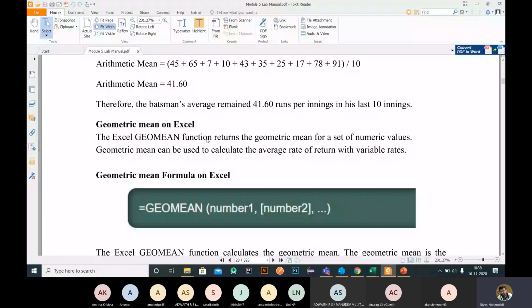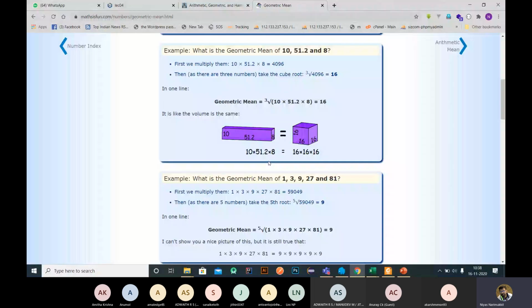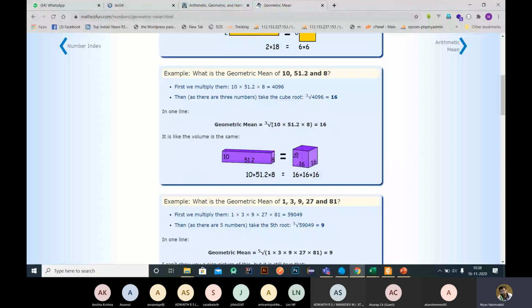So this is a geometric mean. If you have three values, then to find the geometric mean, we need to multiply these three values together. Then we need to get the cube root of the three values. That is, if there are n items, we need to multiply all n items, then we need to take the power of 1 by n, that is, the nth root of the multiplication of all the values.